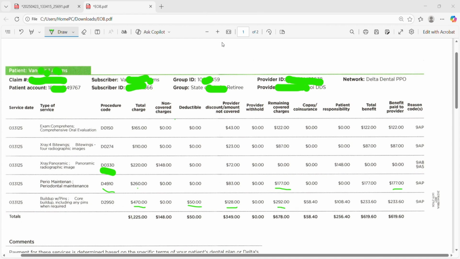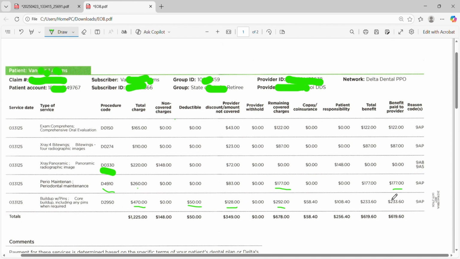Alright, then as you can see right here, there's a copay of $58.40. The patient responsible amount is $108.40. Then the total benefit for this procedure is $233.60, which is the total amount paid by the insurance.